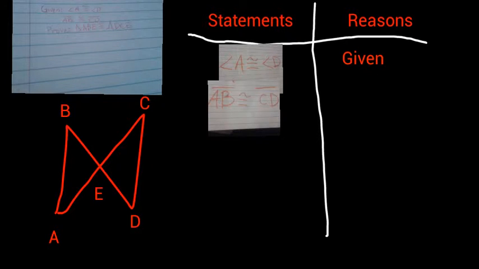For statement number 2, we already know that line AB is congruent to CD, so you're going to just put given for number 2. Also, if you put in your markings, it'll help you a lot better, so I should probably put in my markings.